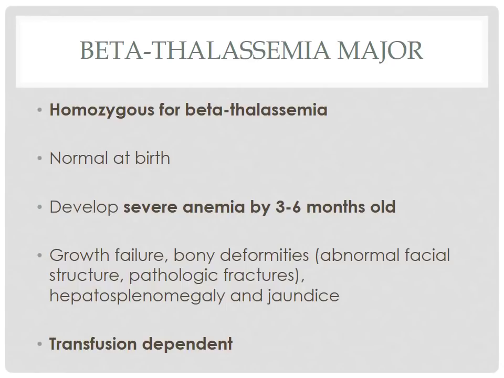For these patients, they will have failure to thrive, so they don't grow properly. They can have deformities of the bones, especially in the facial areas, especially the forehead, possibly some fractures. The spleen will become enlarged because there is hemolysis occurring, and also because there's significant hemolysis, you will see some jaundice because of the bilirubin that's being released from the broken red blood cells. And the most important thing to remember for this is that these patients are dependent on transfusions. They have frequent transfusions.